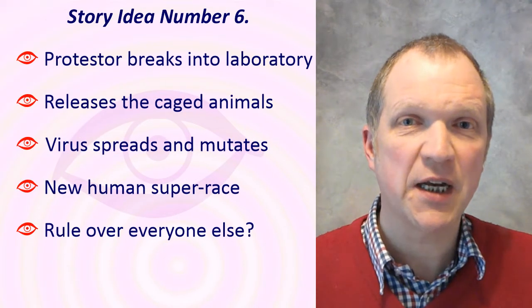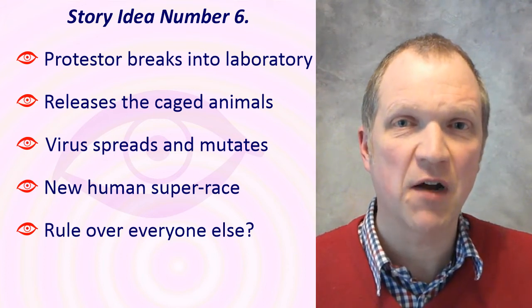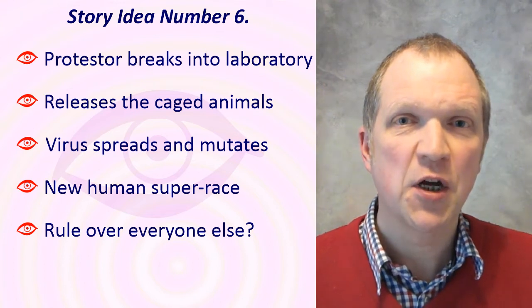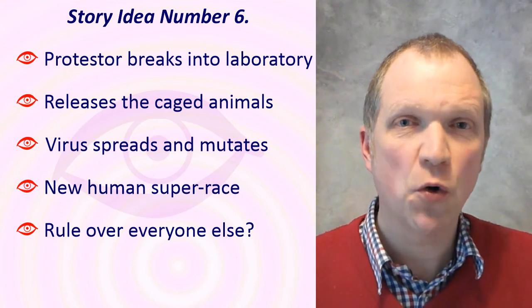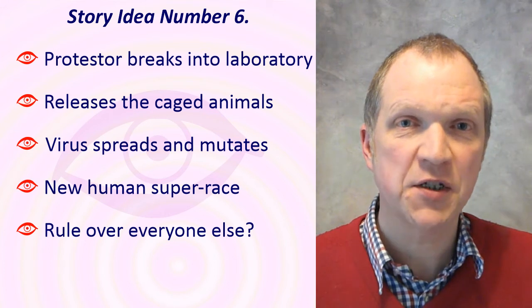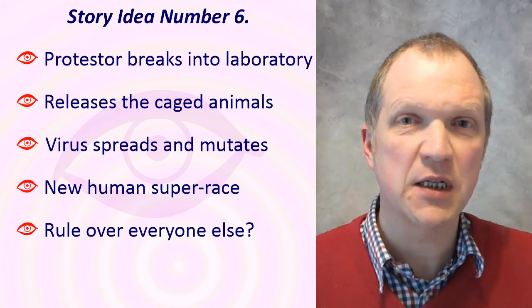Story idea number 6. A protestor breaks into an animal testing laboratory where scientists are testing a modified virus that enables caged animals to regrow body parts. The protestor releases the animals, who then spread the virus that mutates among the population. It causes people to grow random body parts spontaneously. Some people are immune, some people die, while others revel in their newfound abilities. This creates a new super race of humans. Do they try to rule over everyone else?